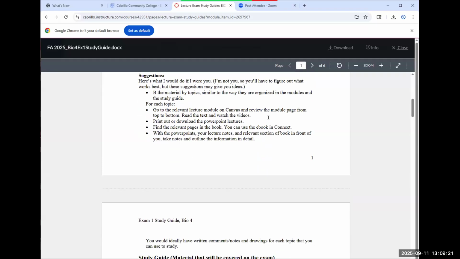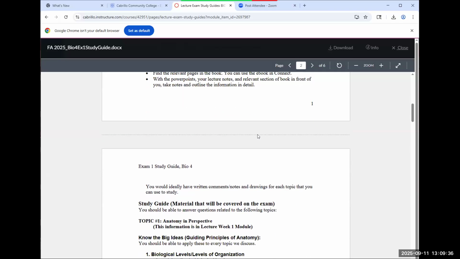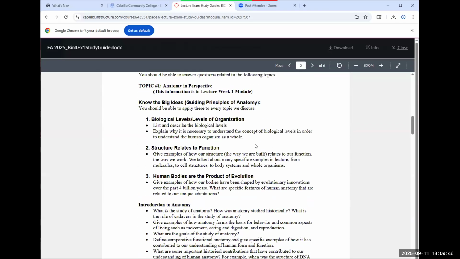So this is the study guide. I gave you some suggestions. You can read these yourselves. This is what I would do to study, but I'm not you. So you need to do your own, to get things in your brain. Certainly, I guess you could use AI to create a study guide for yourself, but I mean, you need to engage with the material to learn it.